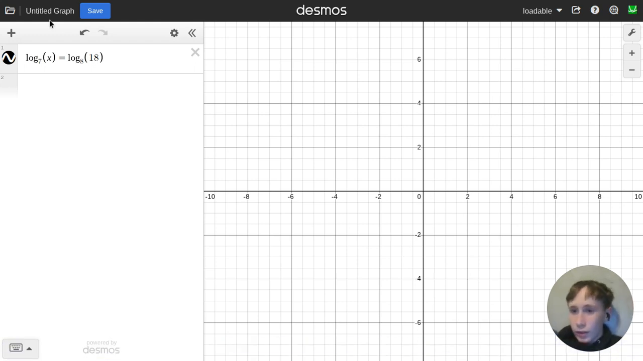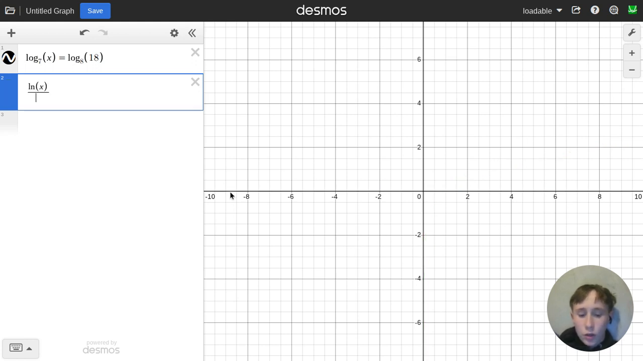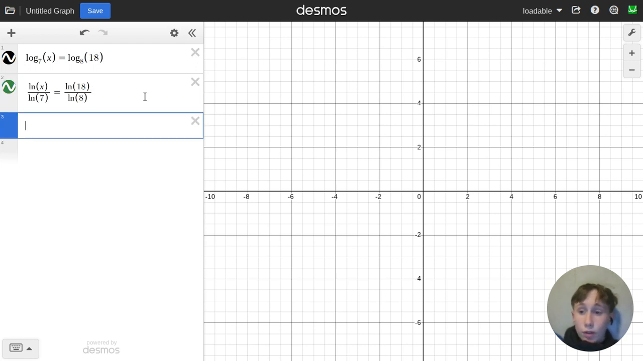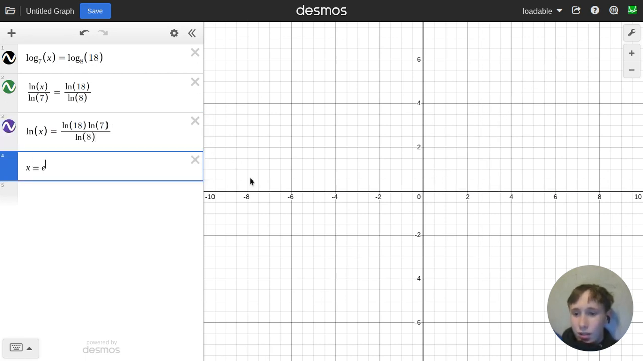So let's go and write this out. We need to transition this into changing the base form. So we have ln x over ln 7, and then ln 18 over ln 8. That's essentially what you do. Now, to solve this further, you would do ln x equals ln 18 ln 7 over ln 8. And then that would mean that x equals e to the this.